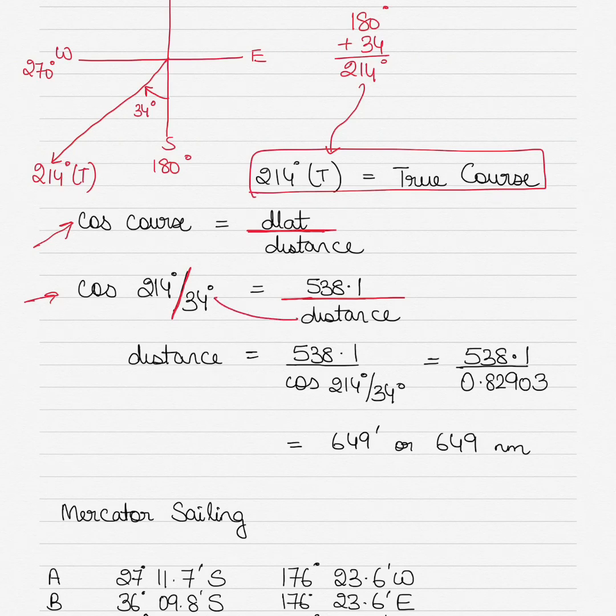I will take my unknown to one side, bring my known to the other. So my unknown was distance. Distance becomes equal to 538.1 divided by cos of 214 or 34, doesn't matter.